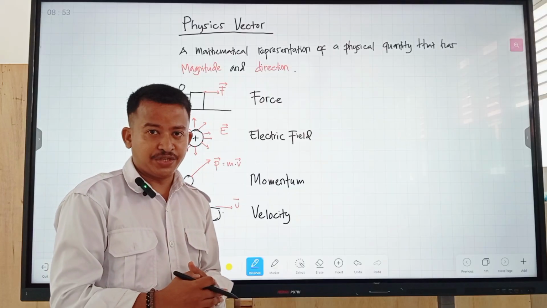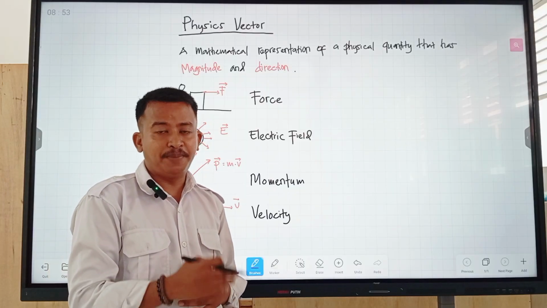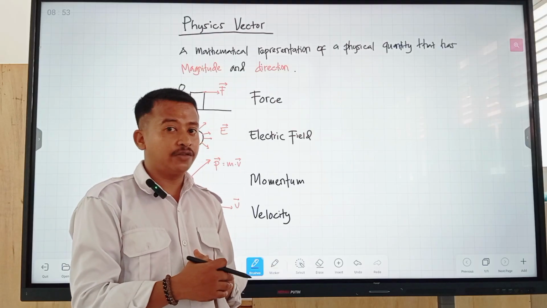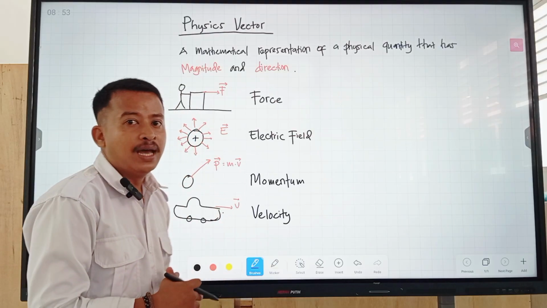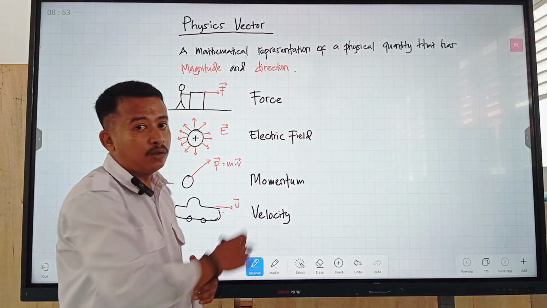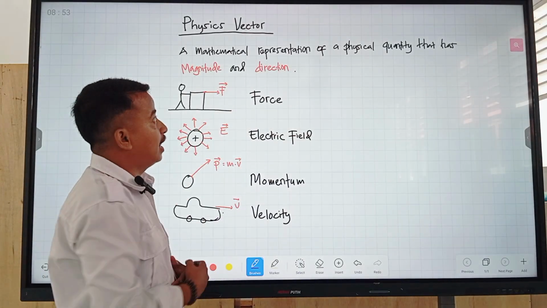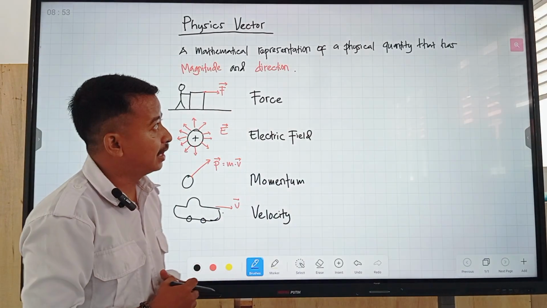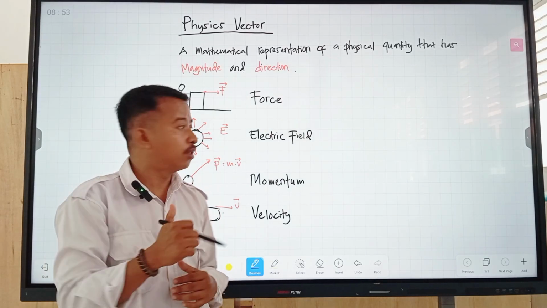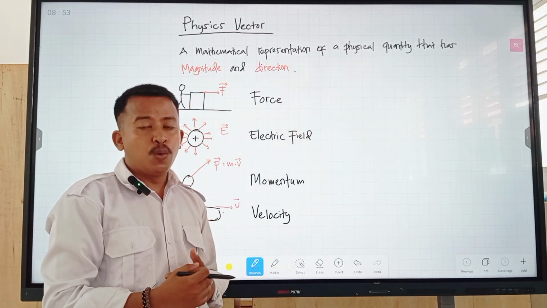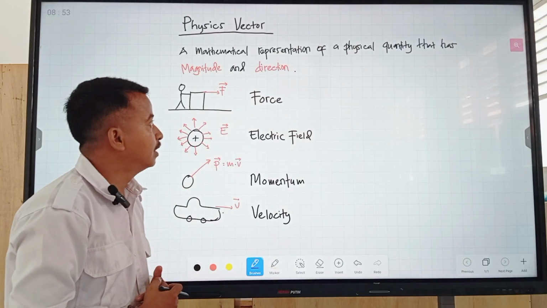In this class session, we would like to learn about the physics concept of vector. So let's get started from the definition first. As you can see here that I already described, vector is a mathematical representation of a physical quantity that has both magnitude and direction. So, what do we mean by that?